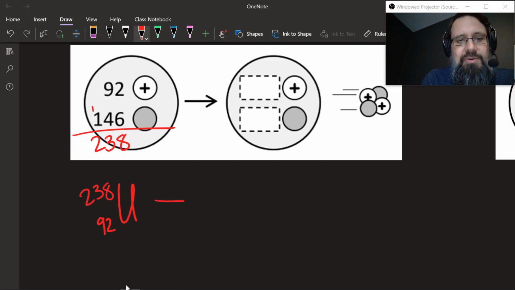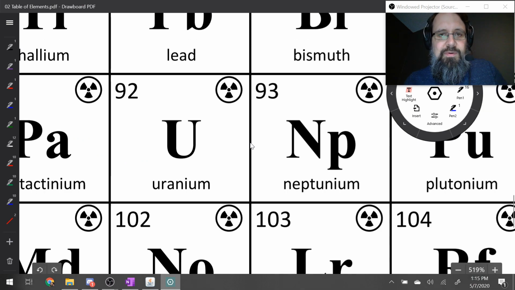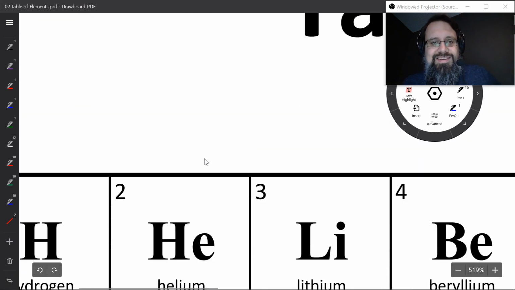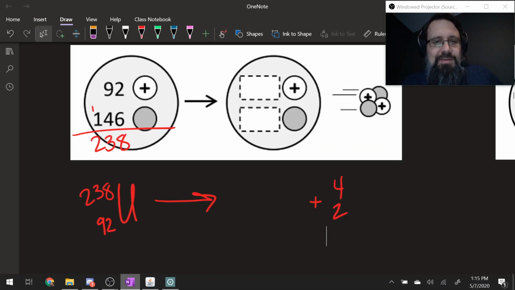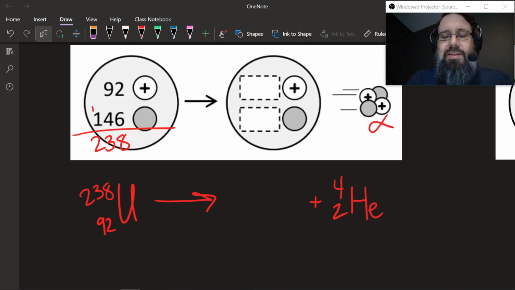Now, what's going to happen to uranium-238? Well, it's going to turn into something I don't know what it is. But I do know this: it's also going to lose 4 nucleons, 1, 2, 3, 4, including 2 protons, which, if you go look up 2 protons, is helium. And so that's what happens in alpha decay: this alpha particle gets spit out. It actually turns out that the alpha particle is really just a helium nucleus.